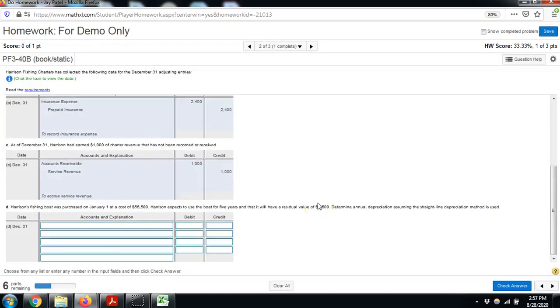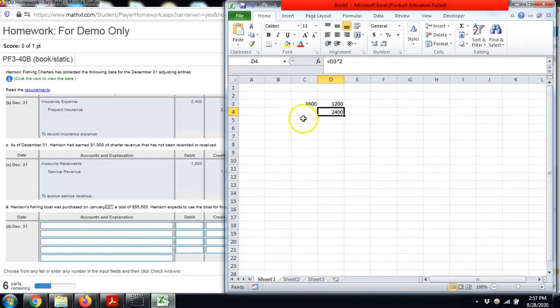Okay, next, Harrison's fishing boat was purchased on January 1st at a cost of $56,500, and it has a 5-year expected use, and it will have a residual value of $6,500. Determine the annual depreciation, assuming straight line depreciation method is used. Okay, so it's making it a little easy for us because it's saying we bought it at the beginning of the year. So we're basically going to be expensing exactly 1 year of depreciation. So let's see what that amount is.